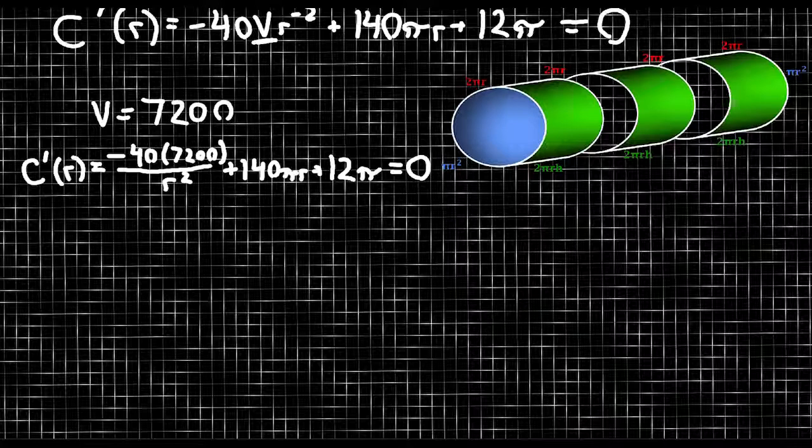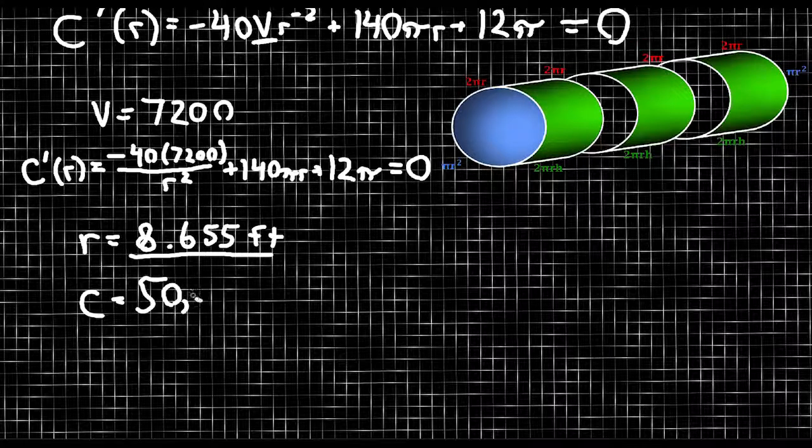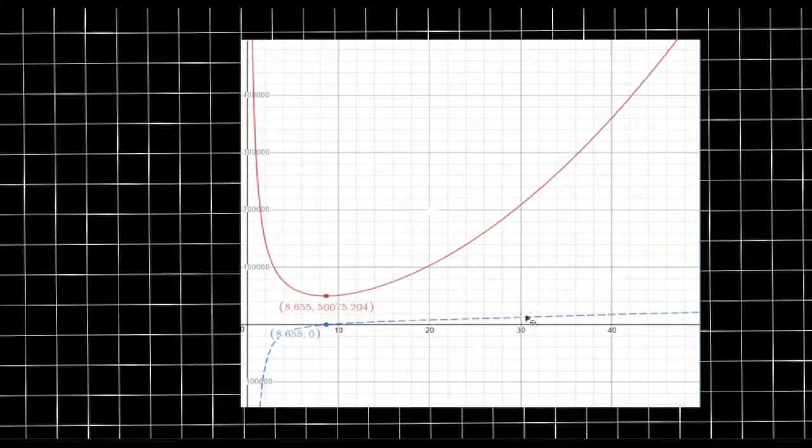Now what this gets us is R at 0 is going to be equal to 8.655 feet. And if we plug this number into our original function, we will see that cost at this radius is 50,075. Now this can be seen on a graph right here. So we can see that at the derivative 0 point, the radius is 8.655, and at 8.655 our cost is at its minimum on the graph at 50,075.